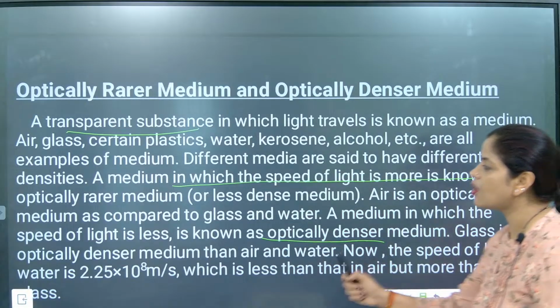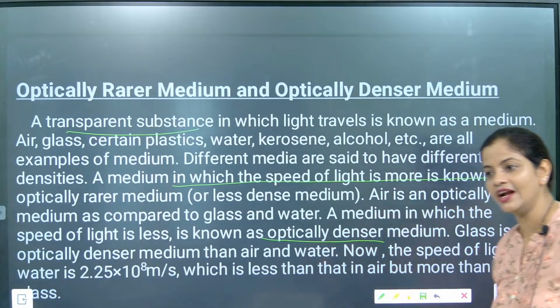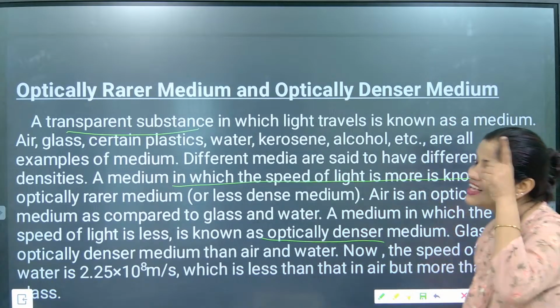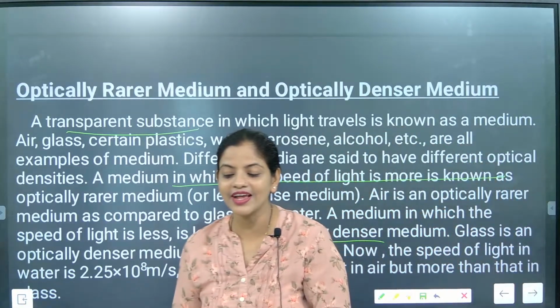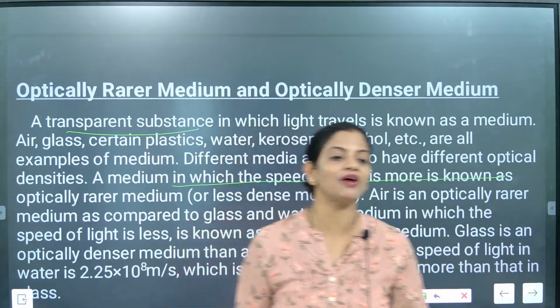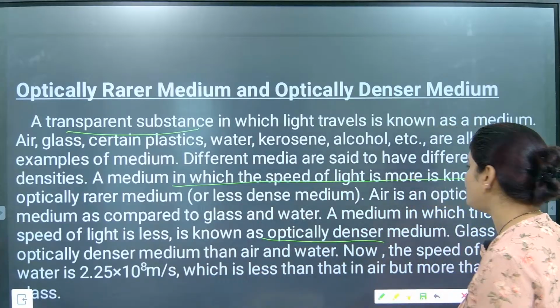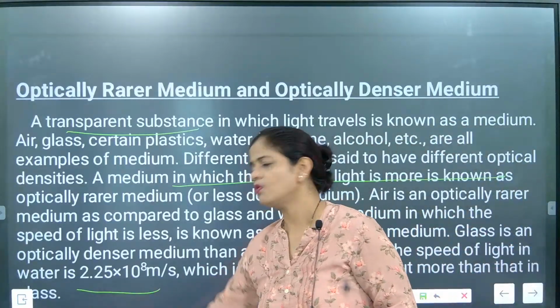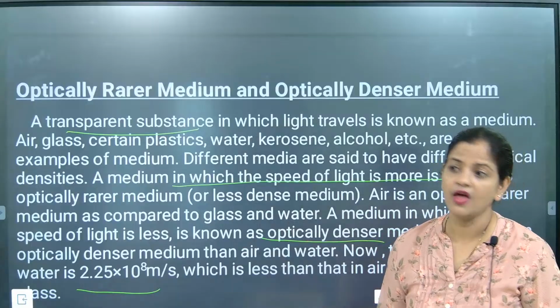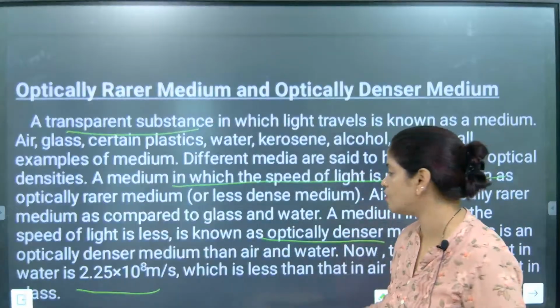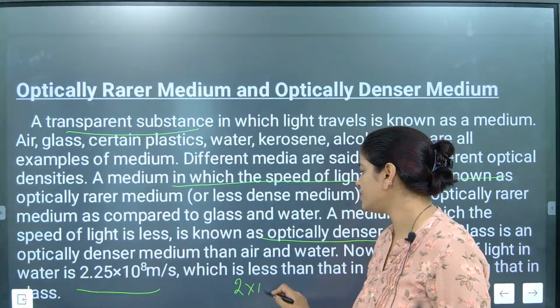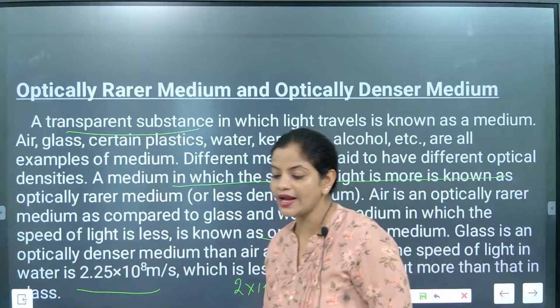Now glass is an optically denser medium than air and water. Why? Because the speed is least. What was the speed we have traced? 2 into 10 to the power 8 meter per second. The speed of light in water is 2.25 into 10 to the power 8. What is the speed of light in glass? Only 2 into 10 to the power 8, which is quite less.